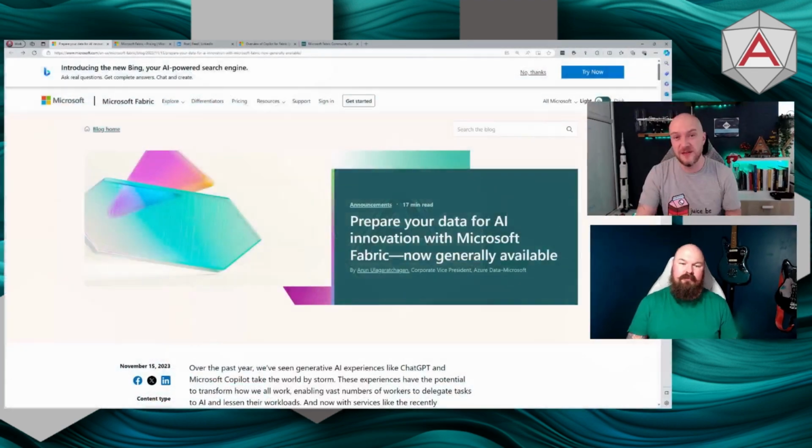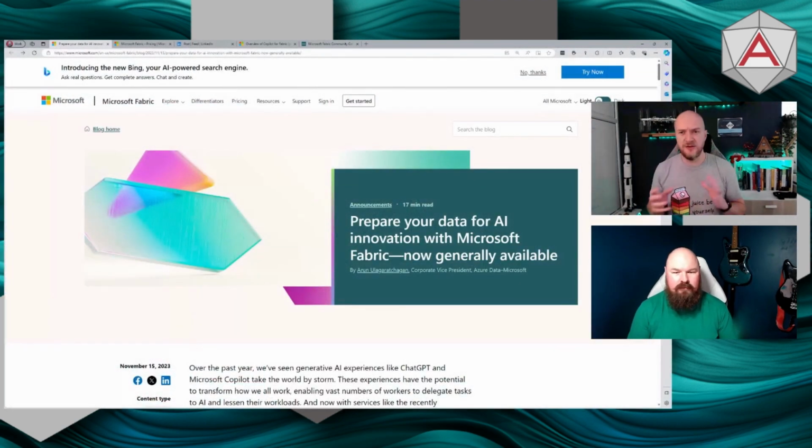So the biggest one, Johnny, is Fabric is now GA, so it's generally available. Yeah, massive announcement. We have reached general availability. Which is brilliant. And just to point out, that isn't all of the workloads that are GA. You mentioned in our last video that Data Activator was just released, so that is still in preview at the moment.